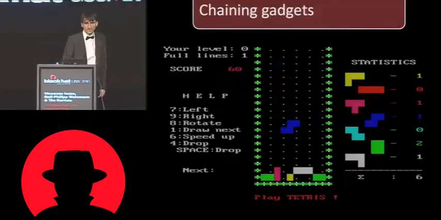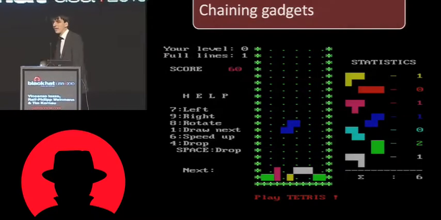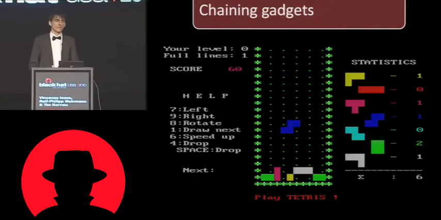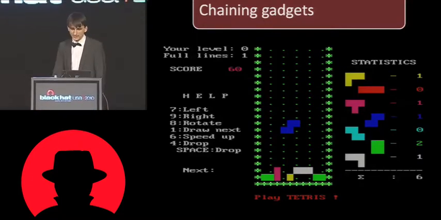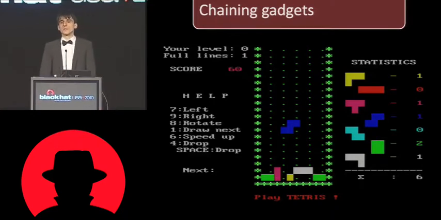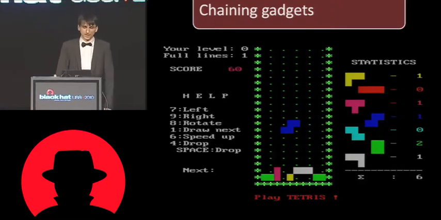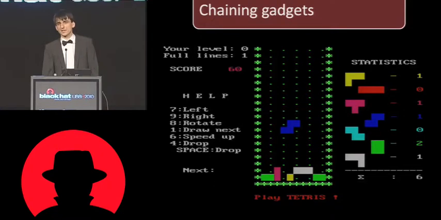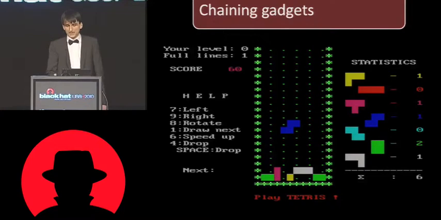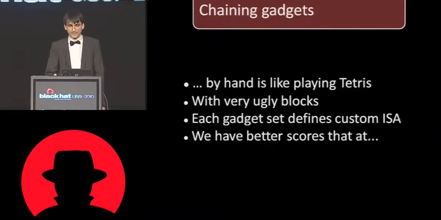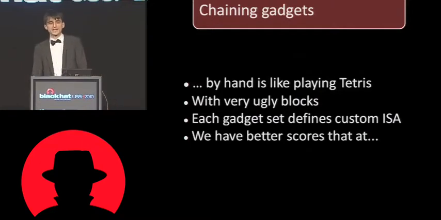Okay, so what's chaining gadgets like? It's a lot like playing Tetris with very ugly pieces. Actually, for the iPhone, the pieces are not so ugly, so it's a regular Tetris game. But if you tried, for instance, exploiting something on Symbian and you wanted to build your gadget set just on euser.dll, which is the most basic library that you can have there, it would get very nasty. You'd get very nasty pieces. And playing Tetris by hand with very ugly blocks is not something that we enjoy doing.